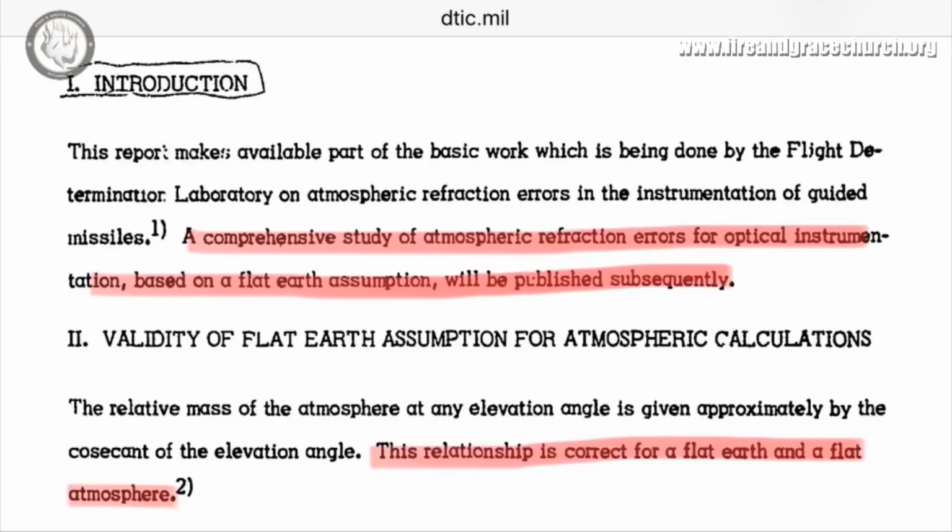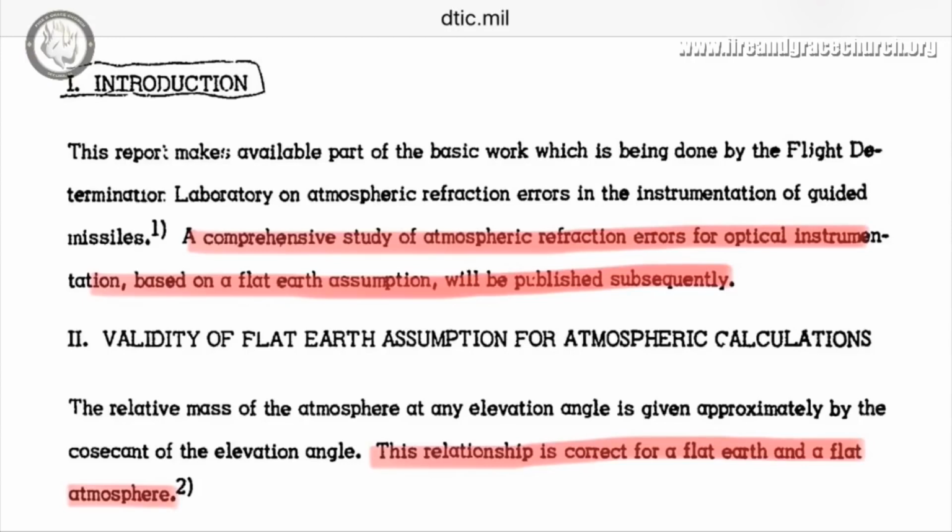Introduction here says a comprehensive study of atmospheric refraction errors for optical instrumentation. What is it based on? Based on a flat earth assumption, will be published subsequently. The relative mass of the atmosphere at any elevation angle is given approximately by the cosine of the elevation angle. I may be pronouncing some of this wrong, but listen: this relationship is correct for a flat earth and a flat atmosphere. And they're going to publish these results.